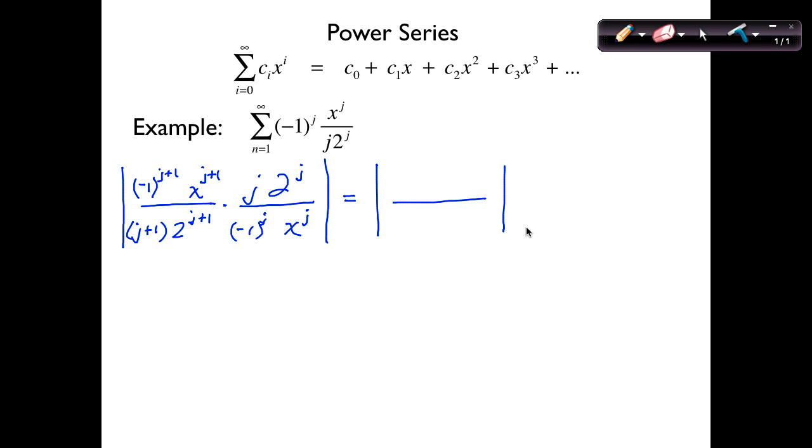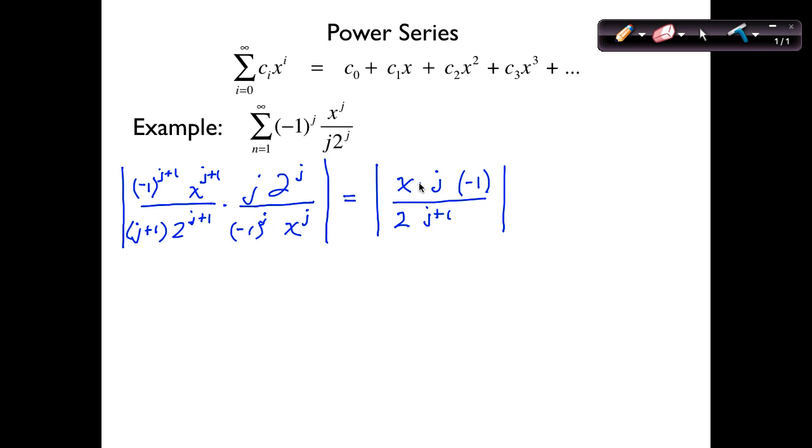Okay, so then what about the x's? What happens with the x's, Elizabeth? It would go to just x, good. And what about the 2's? It's just 2 also, on the bottom. And then we'll gather my j and my j plus 1 together. And what else do I have? And then the negative 1 to the j plus 1 goes to just -1. Yeah, so I think we get this.